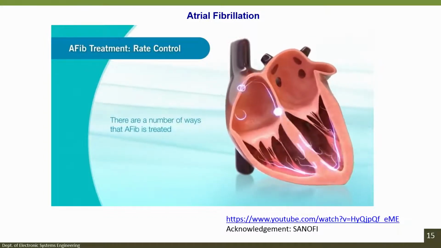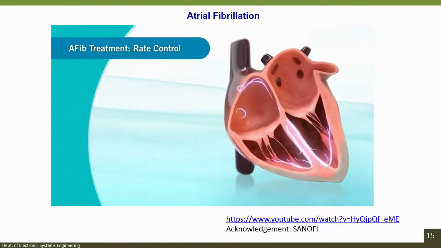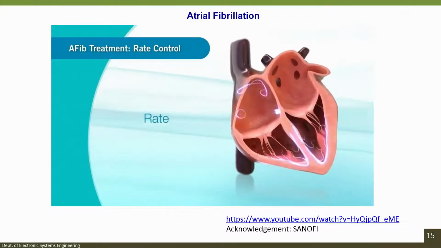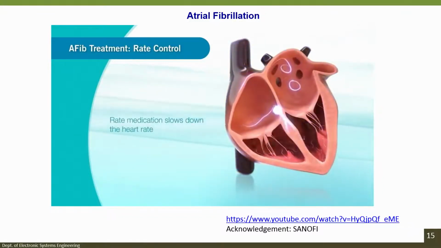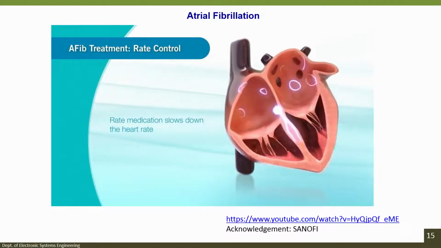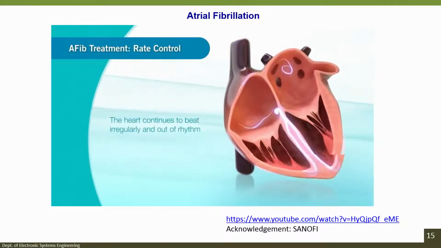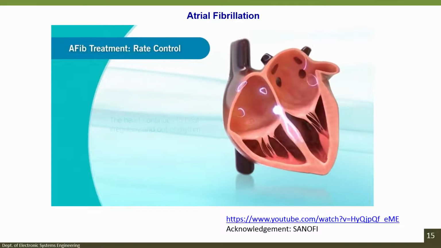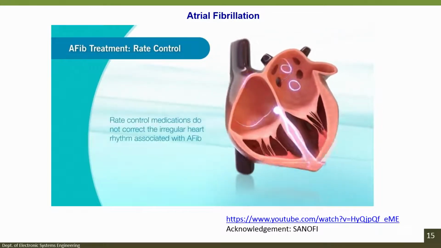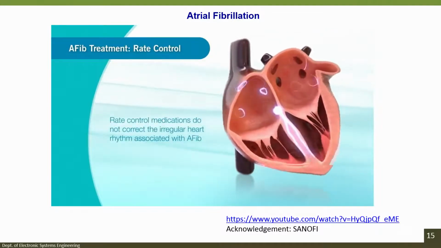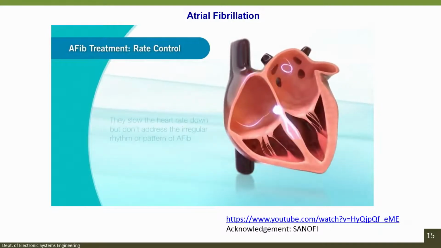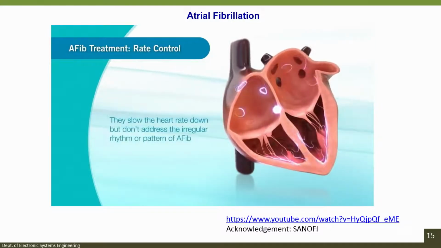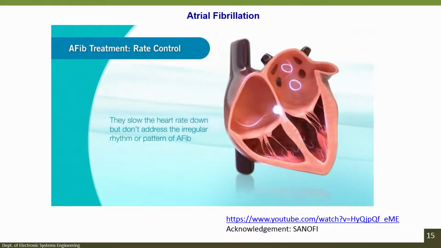Your doctor may prescribe a medication to slow down the pace or rate at which your heart beats. Notice that the rate medication slows down the heart rate. However, the heart continues to beat irregularly and out of rhythm. Rate control medications do not correct the irregular heart rhythm associated with Afib. They slow the heart rate down, but don't address the irregular rhythm or pattern of Afib.